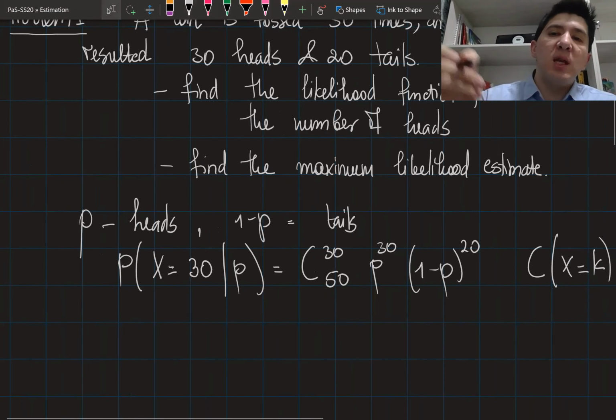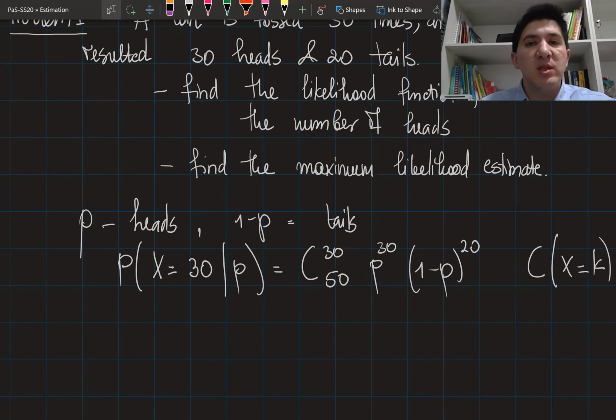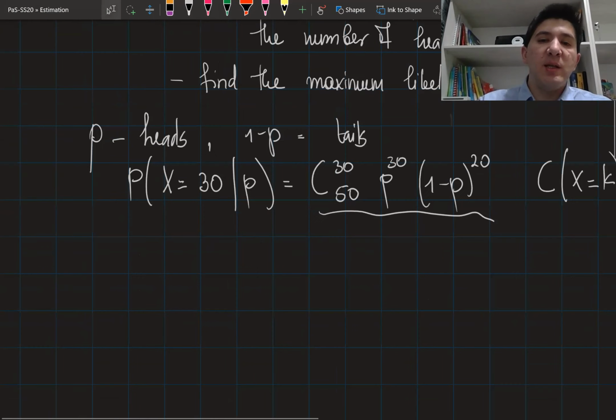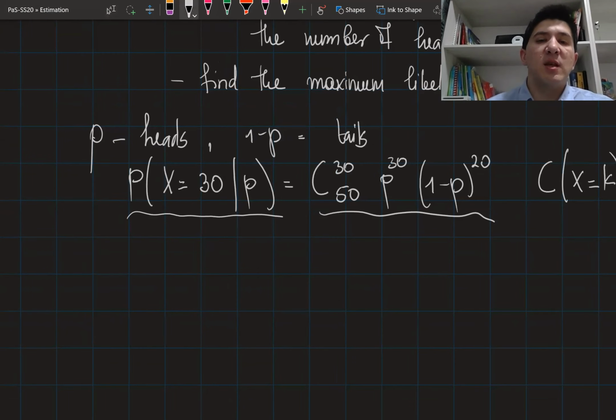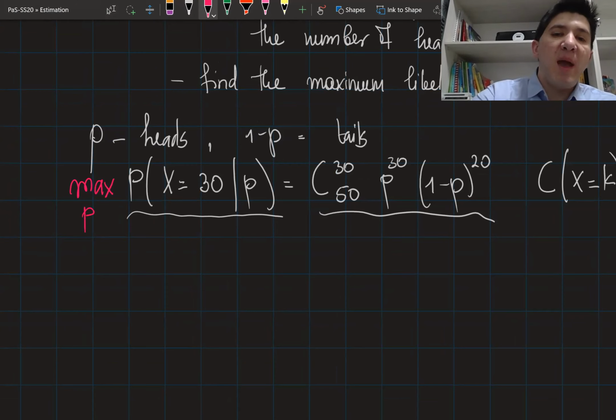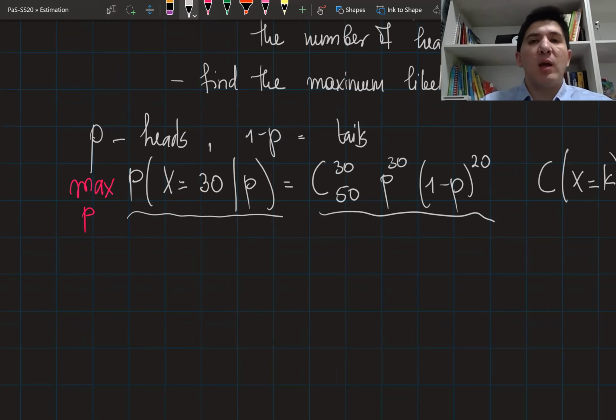And while in the likelihood function, I'm asking a different question. I'm asking, for what value of this p, most likely am I going to get the 30 heads, right? So what is the probability? For what value of p will I get this number, 30 heads? In order to do this, I need to maximize this function. So basically, I would like to find the value of p which would maximize the likelihood function.